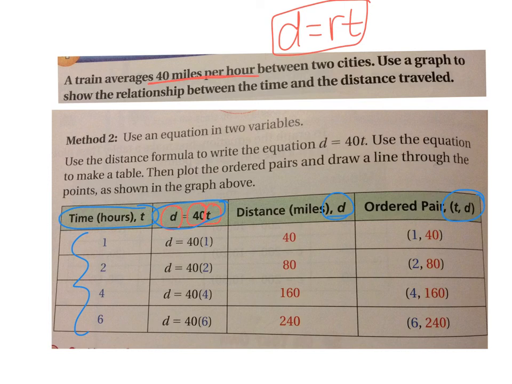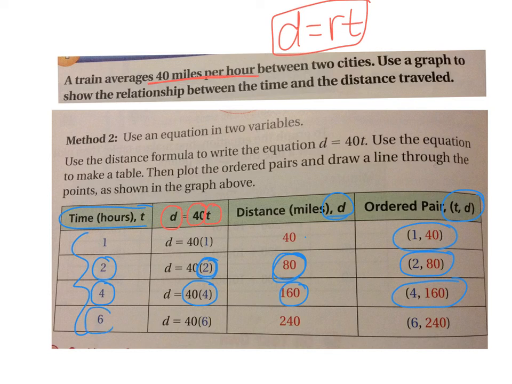And then they took those T values and substituted them into the equation. So then they had D equals 40 times 1, which told us D was 40, and they made the ordered pair 1, 40. Then when they chose 2 for T, they substituted 2 into the equation. 2 times 40 is 80. So if our time is 2 hours, our distance is 80 miles, and that gives us the ordered pair 2, 80. If we use 4 for T, 4 times 40 was 160. So after 4 hours, we would have traveled 160 miles. That helps us write the ordered pair 4, 160.